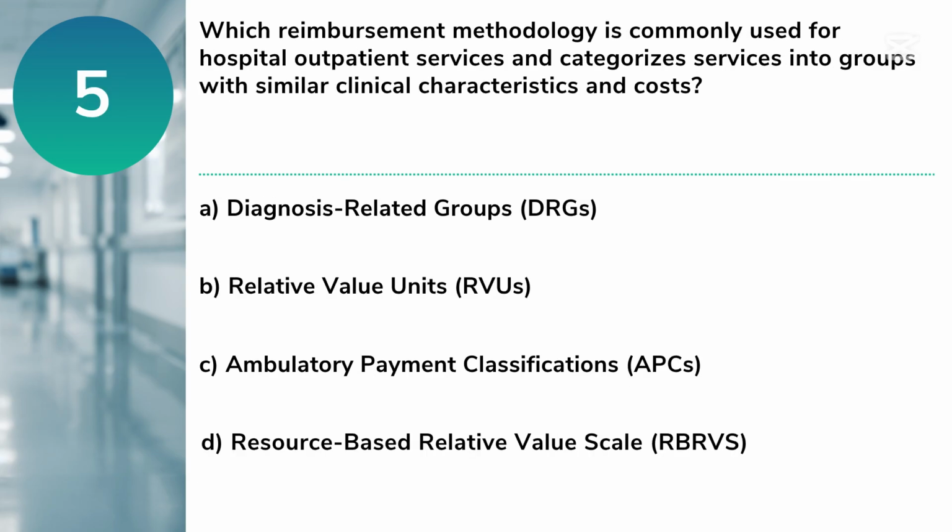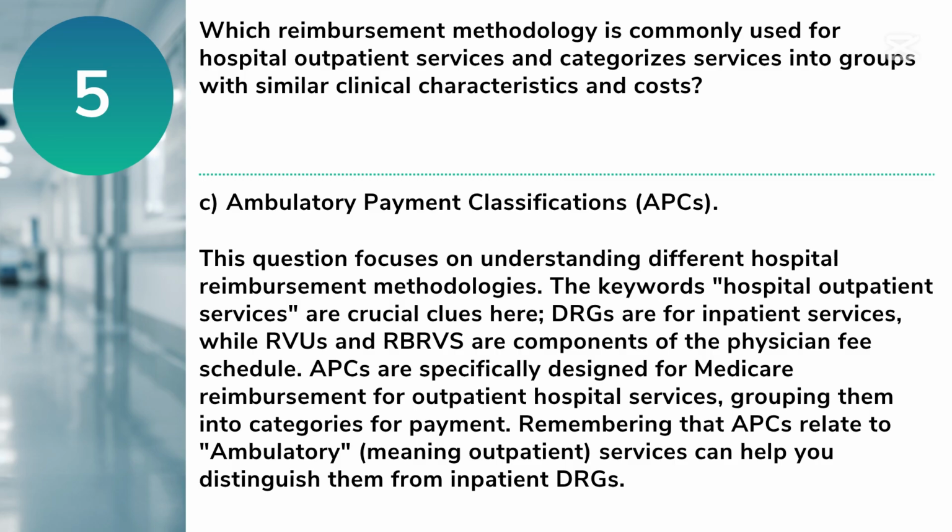Question 5. Which reimbursement methodology is commonly used for hospital outpatient services and categorizes services into groups with similar clinical characteristics and costs? A. Diagnosis-related groups, DRGs. B. Relative value units, RVUs. C. Ambulatory payment classifications, APCs. D. Resource-based relative value scale, RBRVS. Answer: C. Ambulatory payment classifications, APCs.